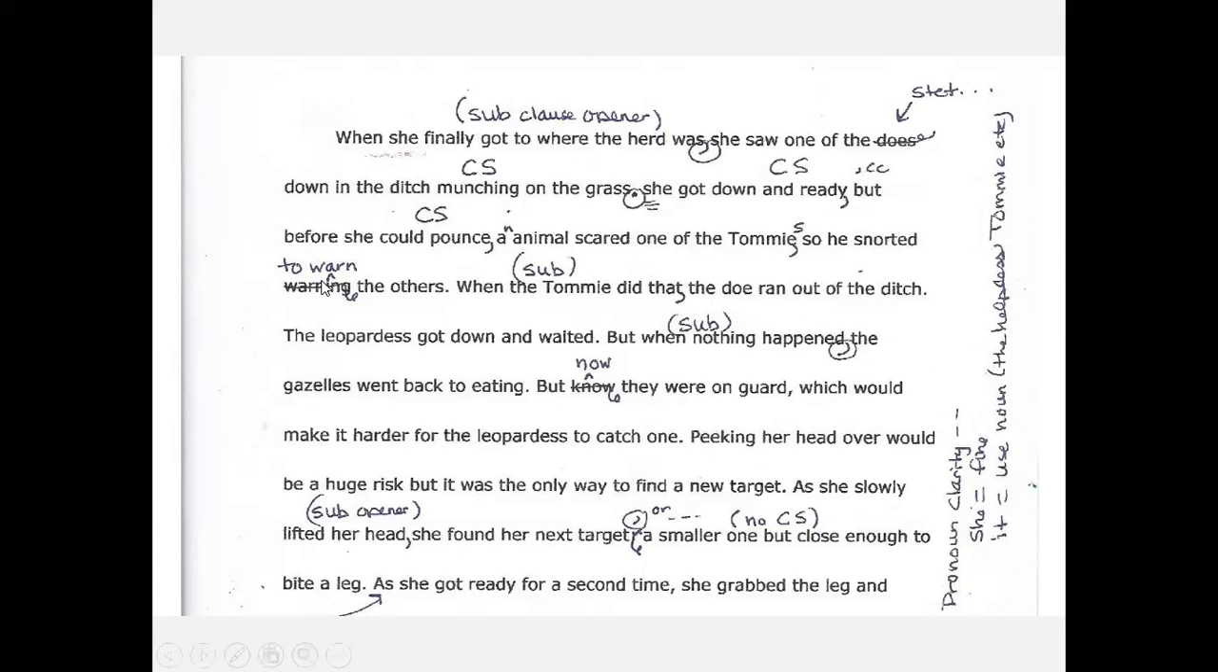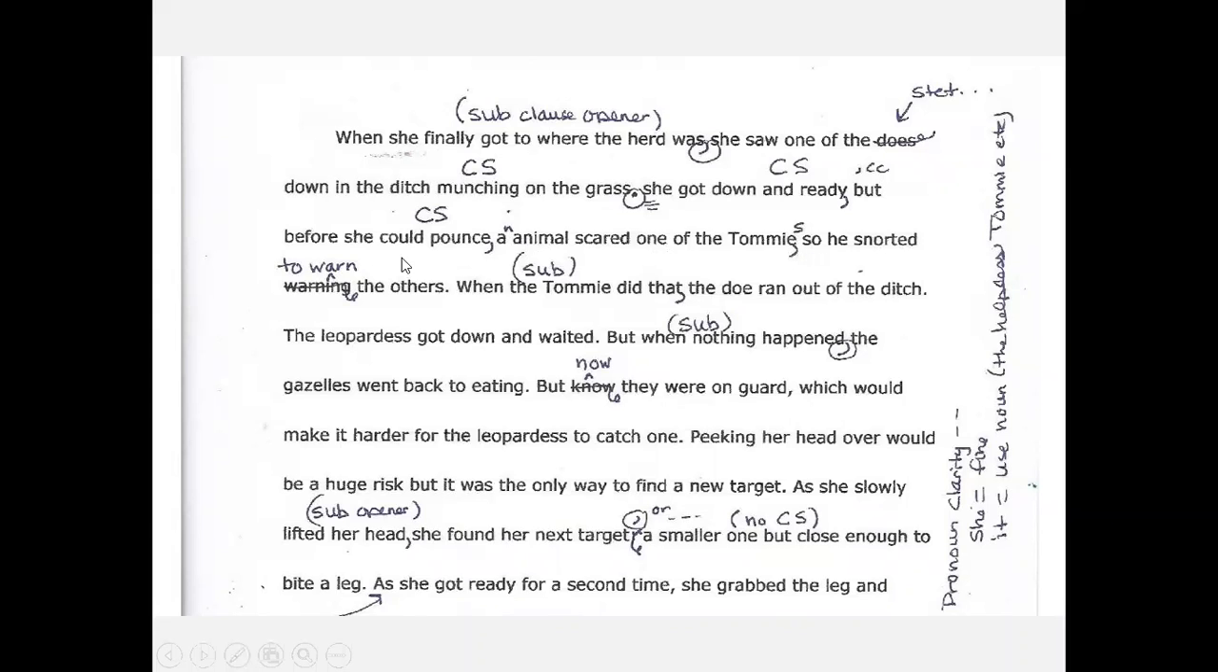All right, then on this other side, we ignore the coordinating conjunctions and just look, here's one. She got down and ready. Here's another one. Before she could pounce, an animal scared one of the Tommies. Okay, so when we have a compound sentence, each half has to be punctuated internally on its own. So there's no punctuation there. She got down and ready. That's a standalone. It doesn't have any internal commas or anything. But this one has a subordinate clause opener. Before she could pounce, comma. So it needs a comma right here. And this whole thing is a complete sentence, not that. That's the subordinate clause on the right side. And animal scared one of the Tommies.